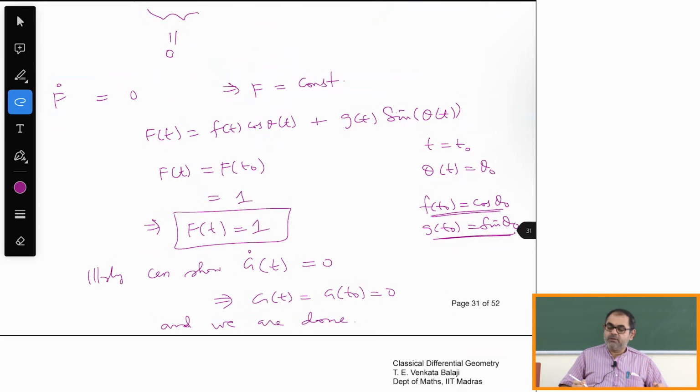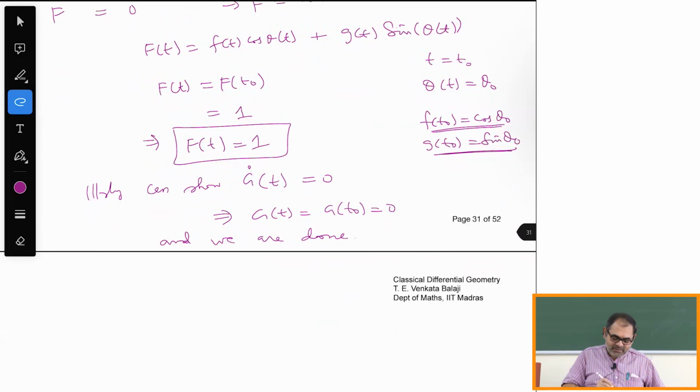So the moral of the story is that we have gotten this turning angle. Once you have this turning angle, you can immediately show, as a result of this, that the immediate corollary of this is the Frenet-Serret equations. I will do that in the next class. It's an immediate corollary of this.